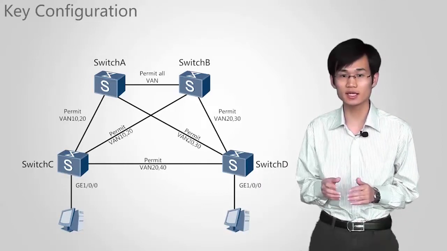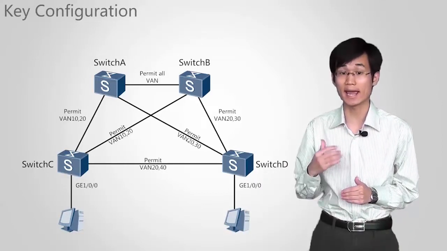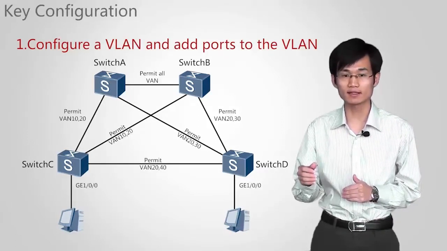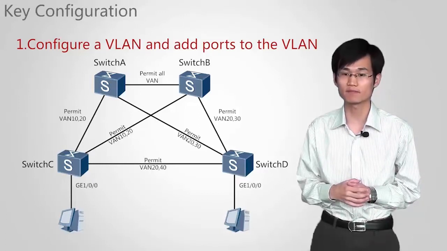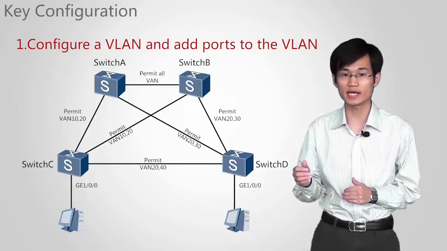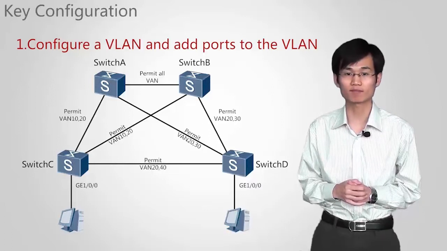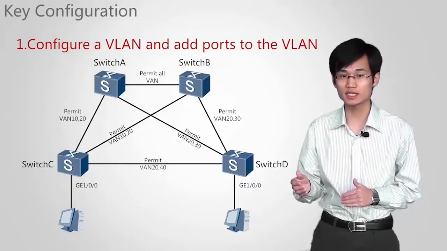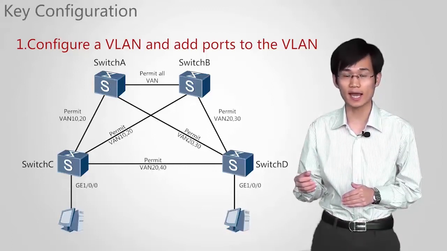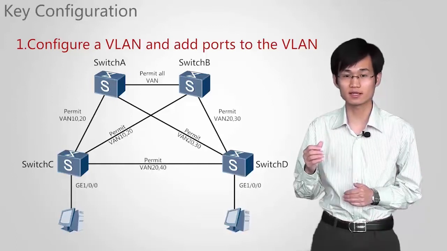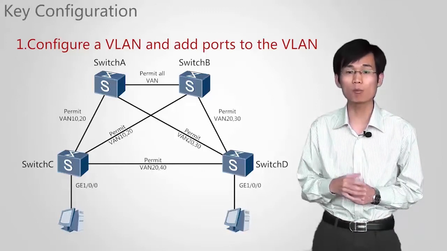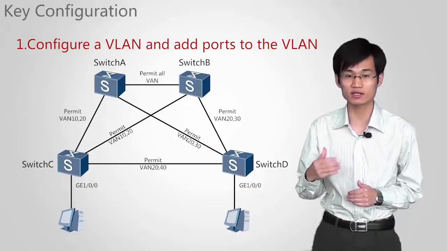Let me show you the key configurations and precautions in MSTP deployment. First, configure a VLAN and add ports to the VLAN. Create VLAN 10, VLAN 20, and VLAN 30 on Switch A and Switch B respectively. Then create VLAN 10, VLAN 20, and VLAN 40 on Switch C and create VLAN 20, VLAN 30, and VLAN 40 on Switch D. Set the link type of ports on the switches to trunk and allow packets from the corresponding VLANs to pass through.